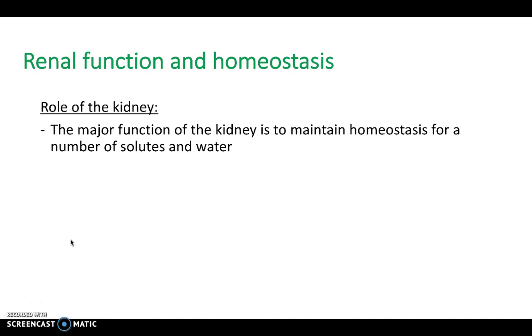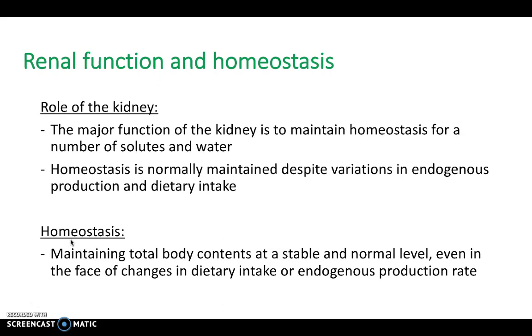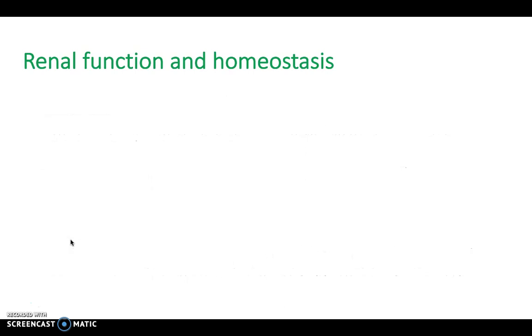So the kidney has several roles, but the main function of the kidney is to maintain homeostasis for a number of solutes and water. And homeostasis is normally maintained despite variations in endogenous production, in terms of how much we produce of a substance, and dietary intake, or how much we take in from our food. So homeostasis is maintaining total body contents at a stable and normal level even if dietary intake or endogenous production changes.